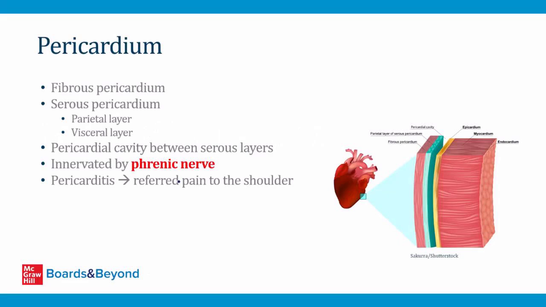Let's start by talking about the structures that make up the pericardium, which is the connective tissue sac that surrounds the heart. And the pericardium is made up of a couple layers. So to understand this, let's look at this cartoon on the slide here.